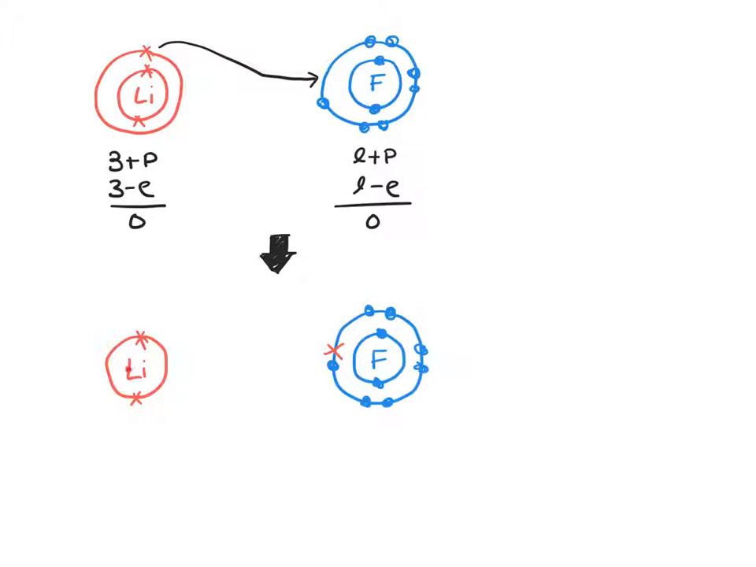So if it's still lithium, it must still have 3 positive protons. But we can see that an electron's gone, so it now only has 2 negative electrons.